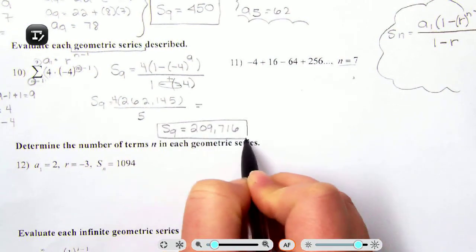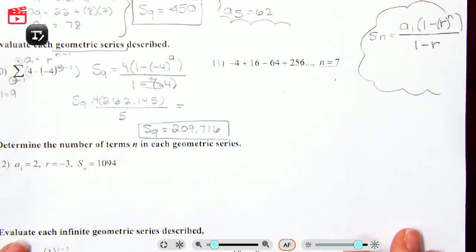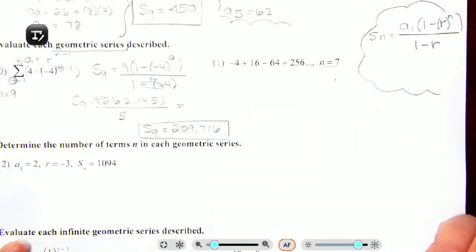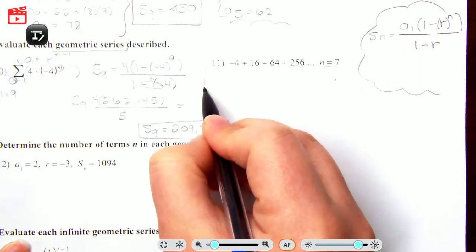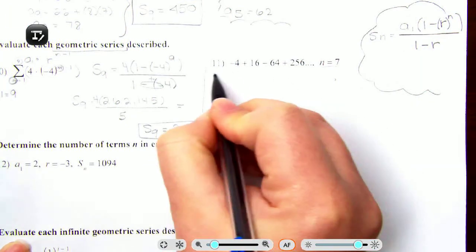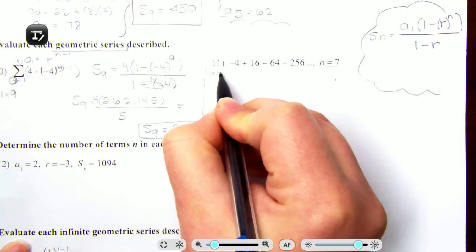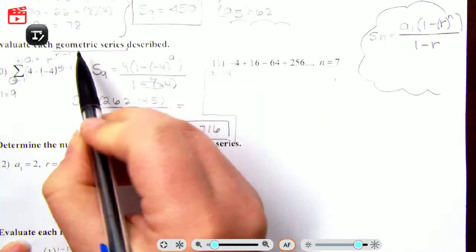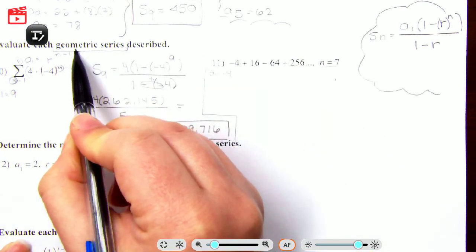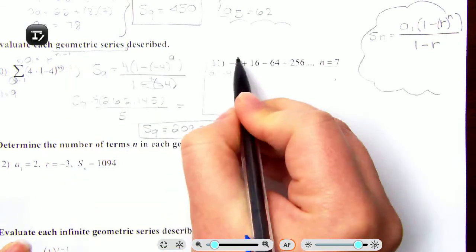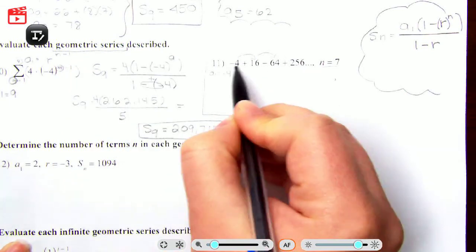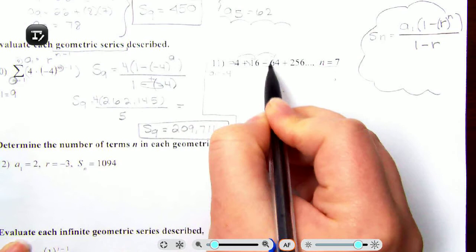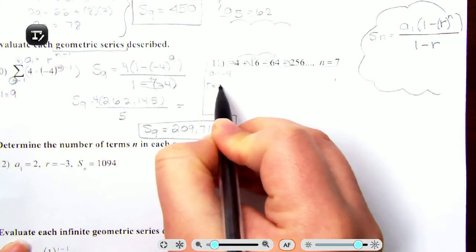All right, let's do number 11. Number 11, again, they just list out the terms. They don't tell you what everything is. So I'm going to just draw a little separator here. So a sub 1 is negative 4. I know it's a geometric series because it tells me. So I know that I'm going to be multiplying. And it looks like I'm going negative, positive, negative, positive. So that means my common ratio will be negative.